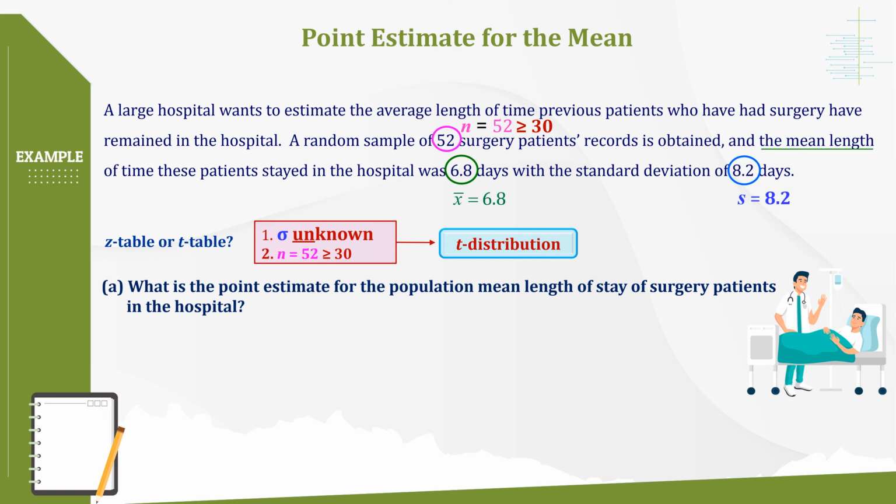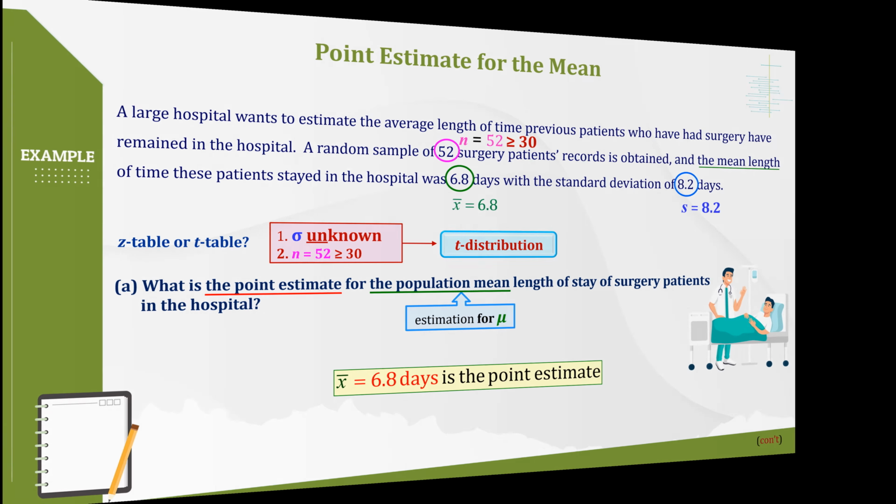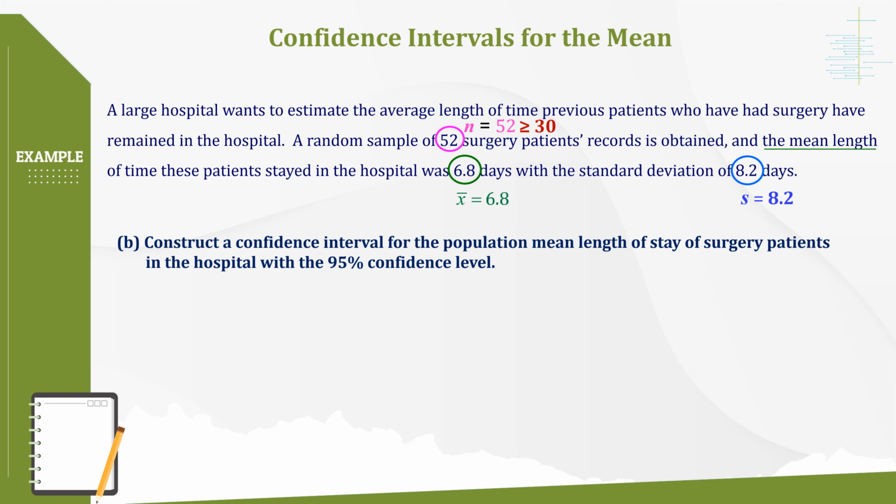Question A. Please remember that the best point estimate for the population mean is the sample average. So the point estimate for the population mean is the sample mean of 6.8 days. Question B. Construction of the confidence interval for the population mean mu.